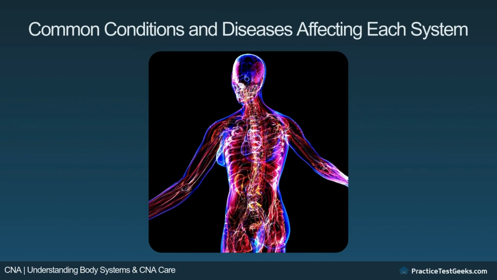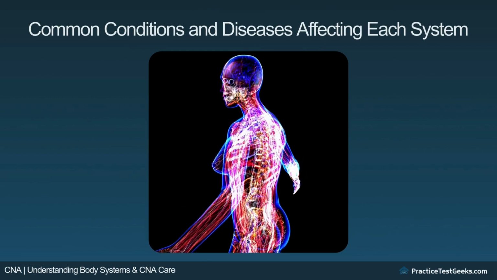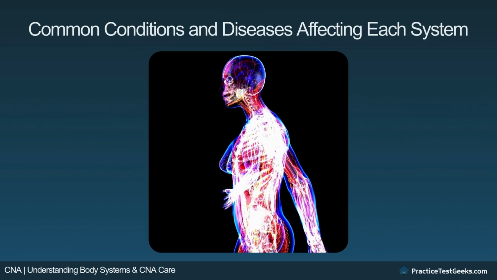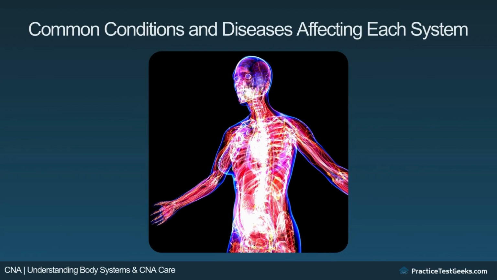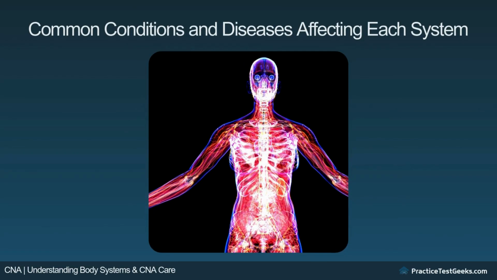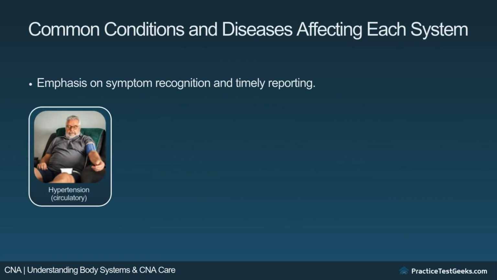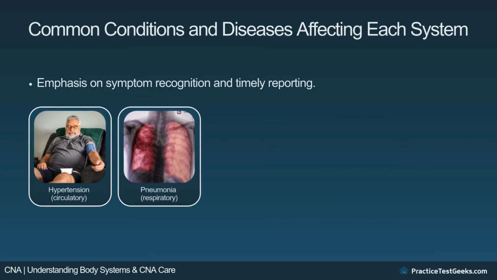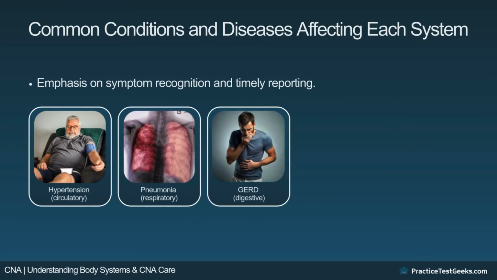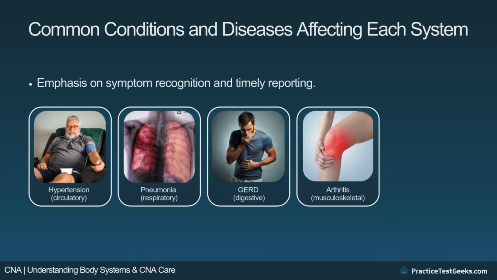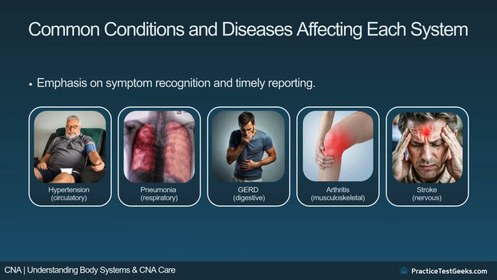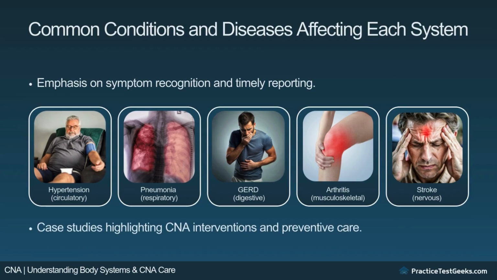Common conditions and diseases affecting each system. This module reviews frequently encountered diseases, their symptoms, and CNA care considerations across all systems. Emphasis on symptom recognition and timely reporting. Examples include hypertension, circulatory; pneumonia, respiratory; GERD, digestive; arthritis, musculoskeletal; and stroke, nervous. Case studies highlighting CNA interventions and preventive care.